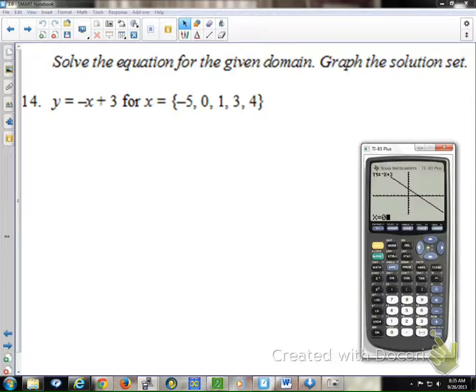How about 0? Well, we know that's going to be 3. That's the y-intercept. How about 1, 2? How about 3, 0? And how about 4, negative 1? And then, just like that, you could have listed those as coordinates. Negative 5, comma, whatever it was, 0, comma 3, 1, comma, I don't remember what they were. But you just list them as coordinates, and that is the solution set, given that domain.